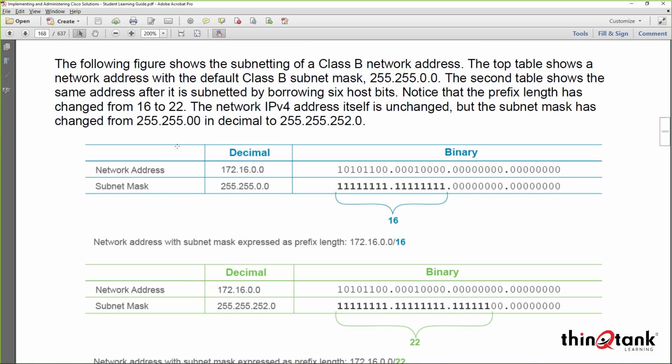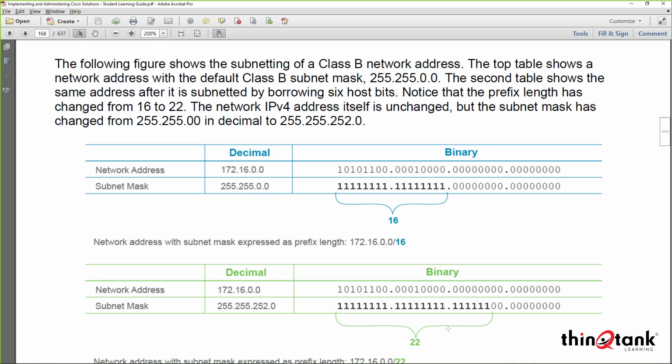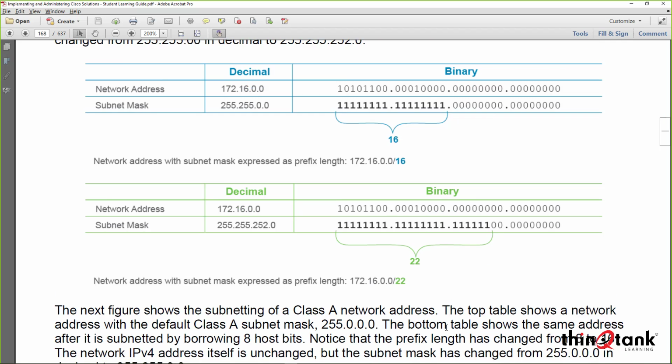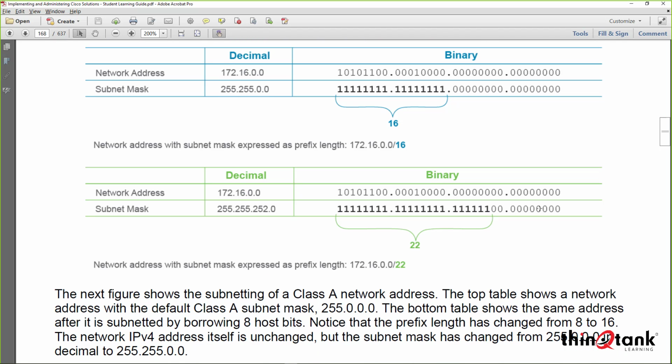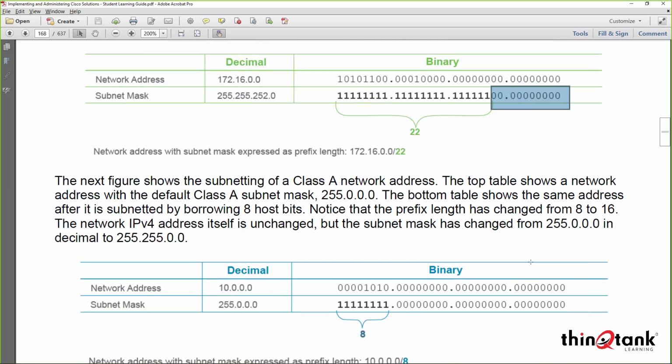So we have a Class B subnet here. This is the classful representation. 172 is a Class B address. The normal mask is a /16. Here they borrowed 5 ones, actually 6 ones in this case. So they went from a /16 to a /22. 2 to the power of 6 is 64 subnets. And then that leaves us this many bits for hosts, which is 10. 2 to the power of 10 is 1024 minus 2 is 1022 hosts per subnet. All right?